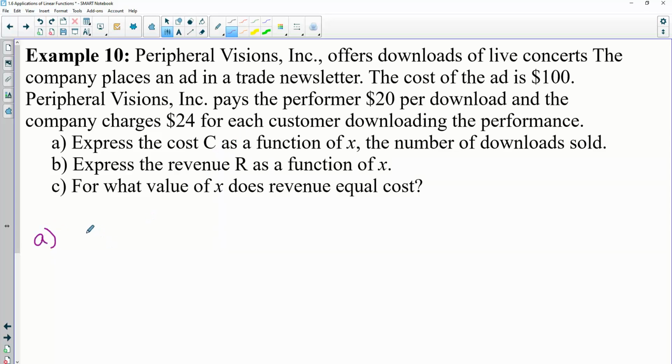So cost as a function of X. I'm asking for an equation for cost, function notation. So this is the cost to the company. Okay, this is a linear thing. When I look, the company's cost, they have to buy their ad, and they have to pay the performer. Okay, which of those happens more than once? Do you buy the ad multiple times, or do you pay the performer multiple times? Pay the performer, because we pay $20 per download. So how would I represent that?